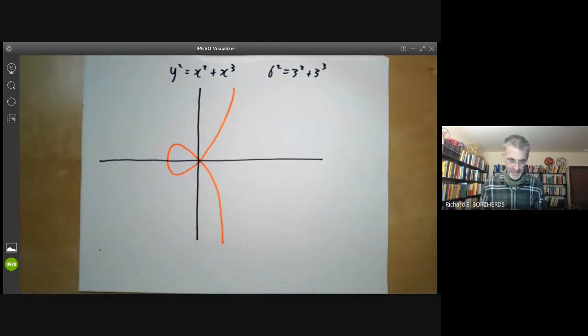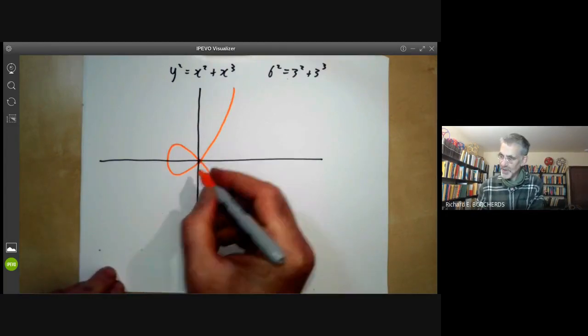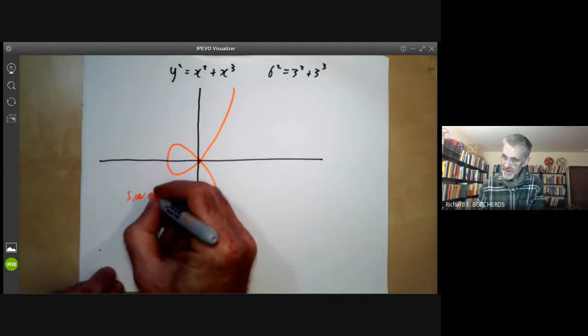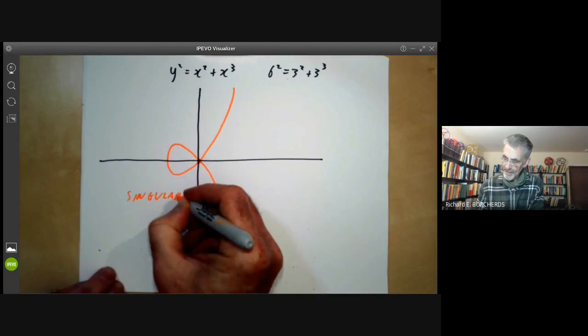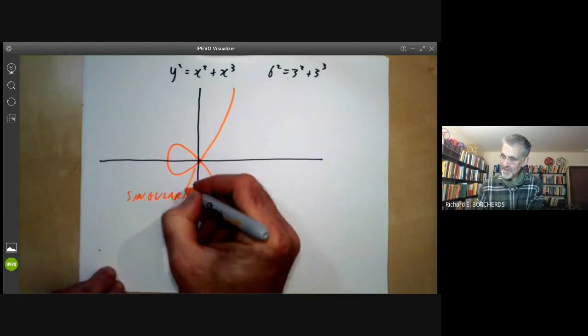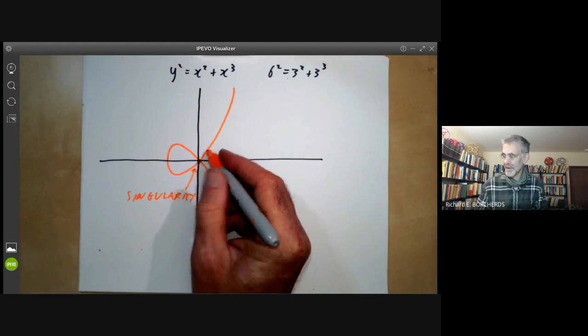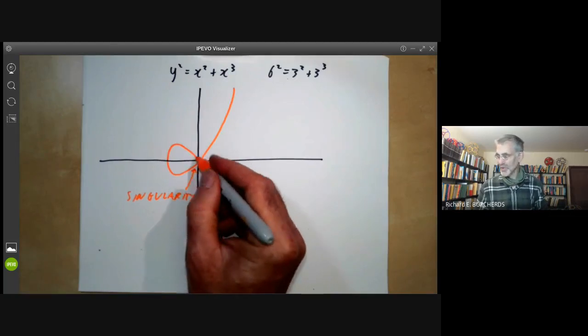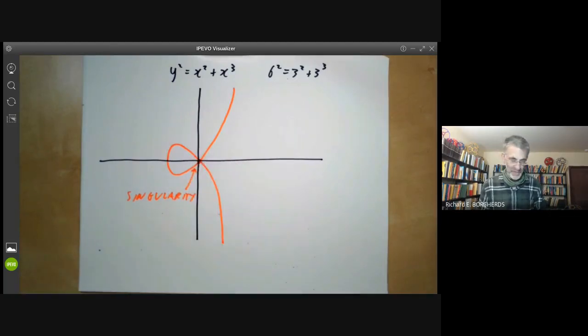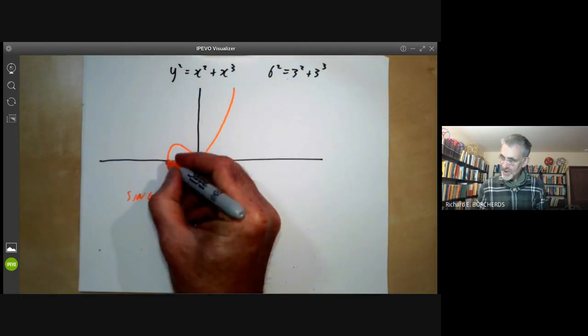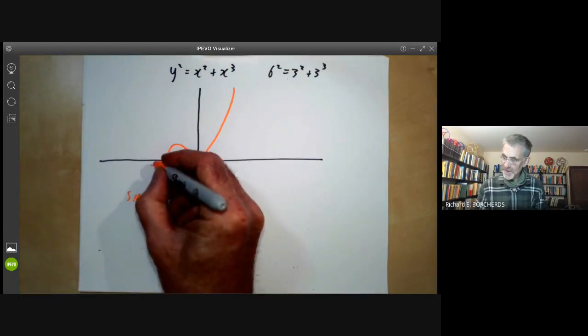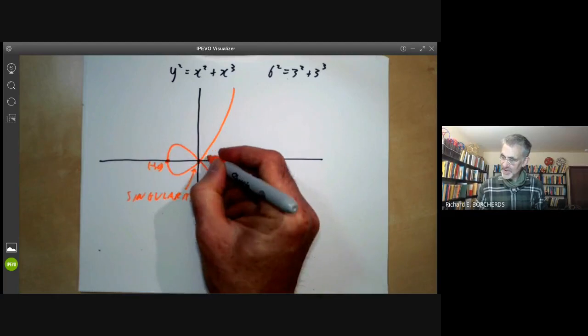You sketch it. And you notice there's a sort of funny singular point here. This is called a singularity. So singularity just means a point where things go wrong. So here the curve is sort of crossing itself. And we also notice there's one obvious solution here, minus 1, 0, as well as the solution 0, 0.